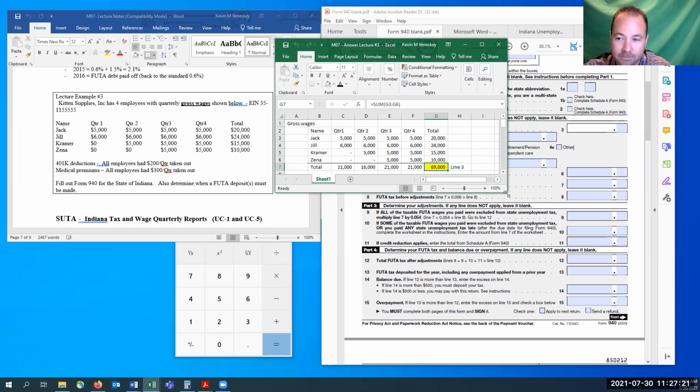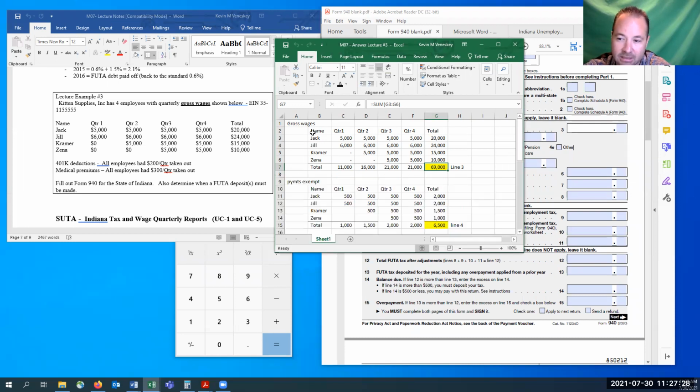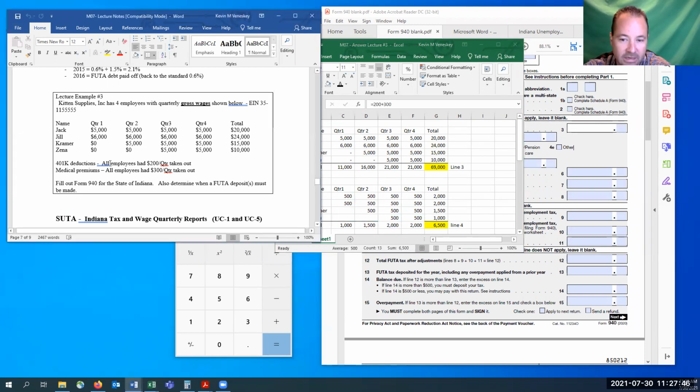Okay, our next item, this would take us now to box 4. We're going to make another table. So I would just highlight everything that you have, copy it, and then paste it over here. And we'll just change some of the names, change to payments that are exempt. And then we're going to change our dollar amounts here. All right, it says all the employees had 401k for 200 and all the employees had 300 taken out for medical insurance premiums.